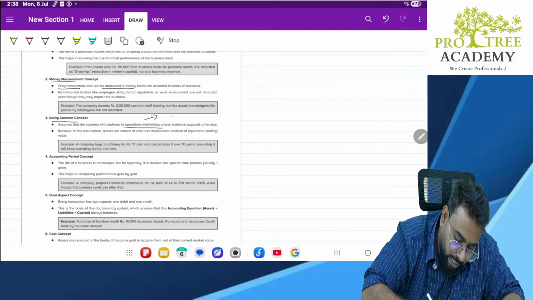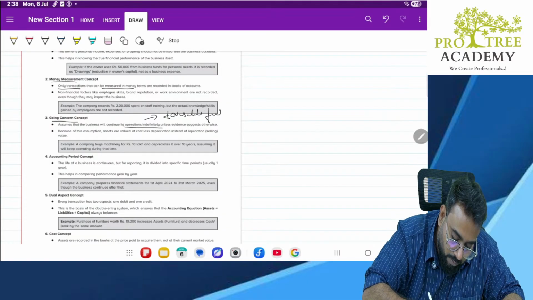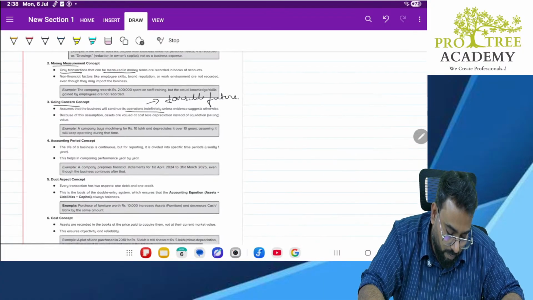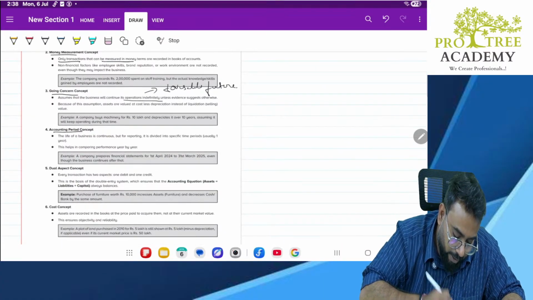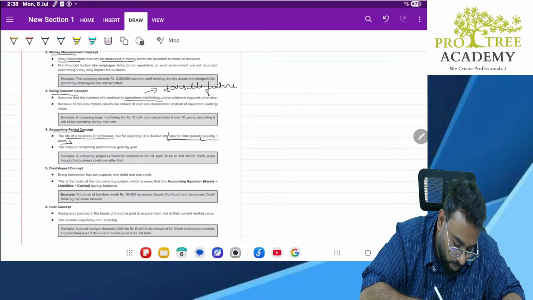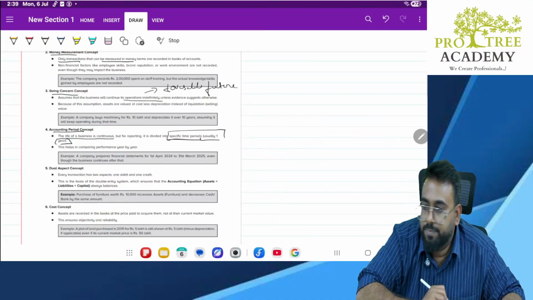indefinitely. Also we can call it the foreseeable future. Then the accounting periodicity concept. The life of a business is continuous, but for reporting it is divided into specific time periods, usually 1 year. This is important. Clear?